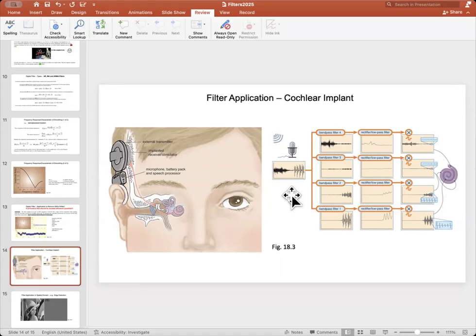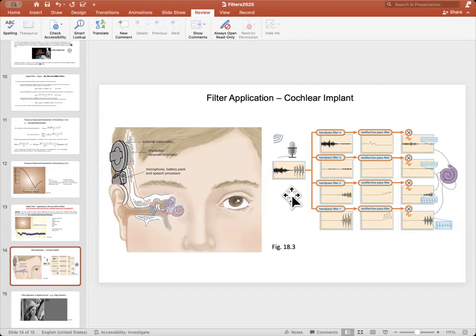Then you have another filter-like structure that determines the envelope of these frequencies. You can see the envelope of the high frequencies in the top panel of the middle column, whereas the envelope of the lower frequencies is in the lower part. Now you have a pulse generator that creates pulses to stimulate the hair cells in the cochlea according to the envelope as it was detected.